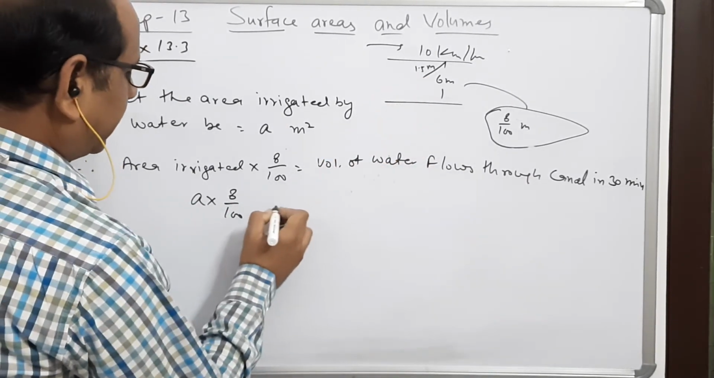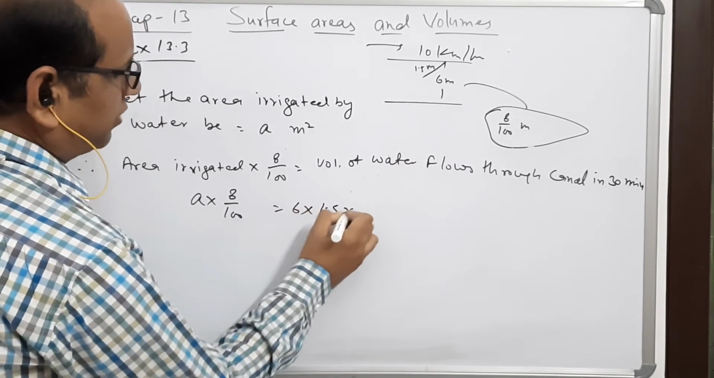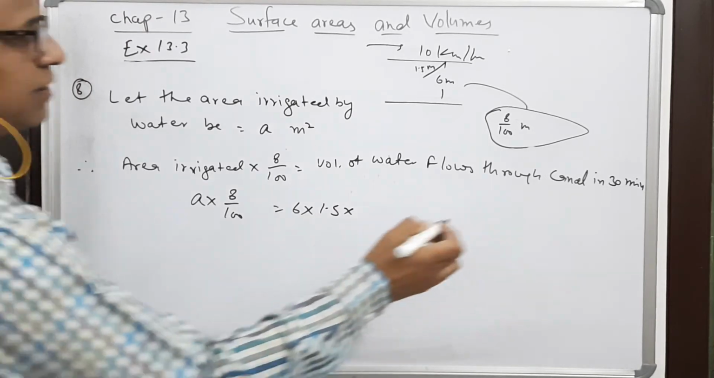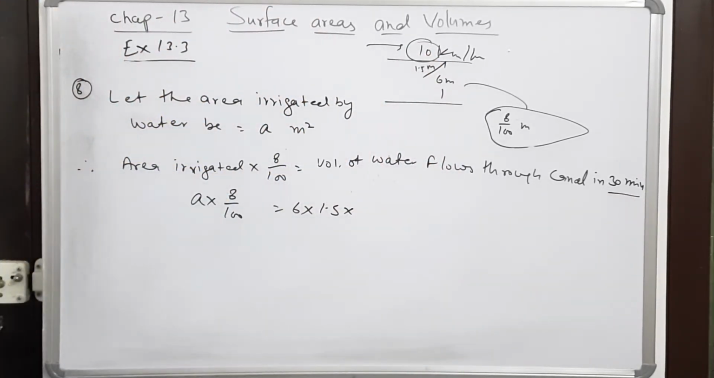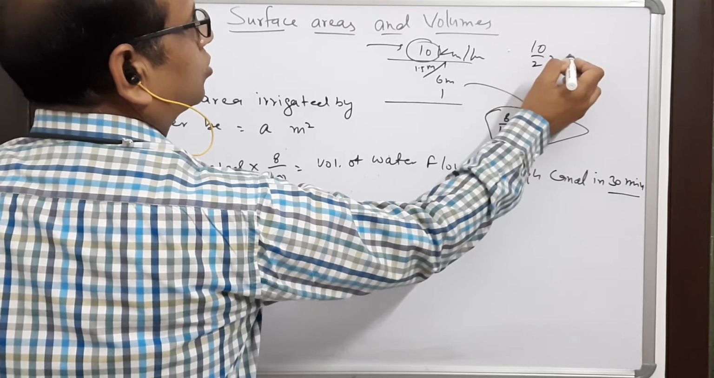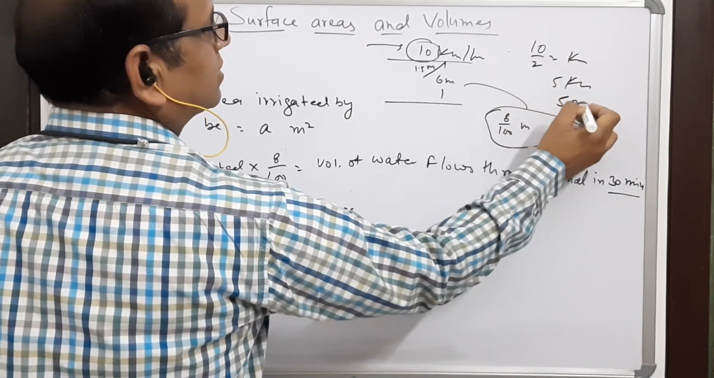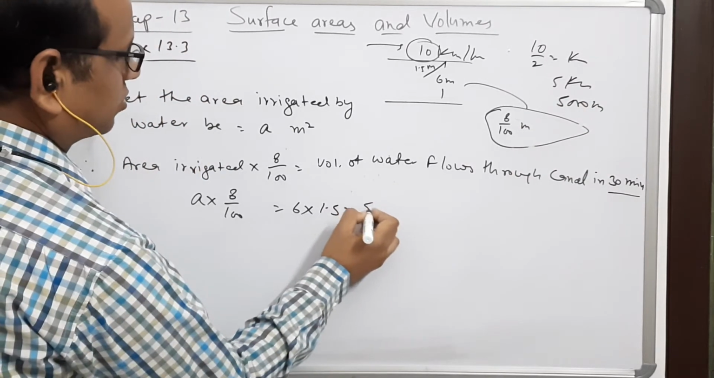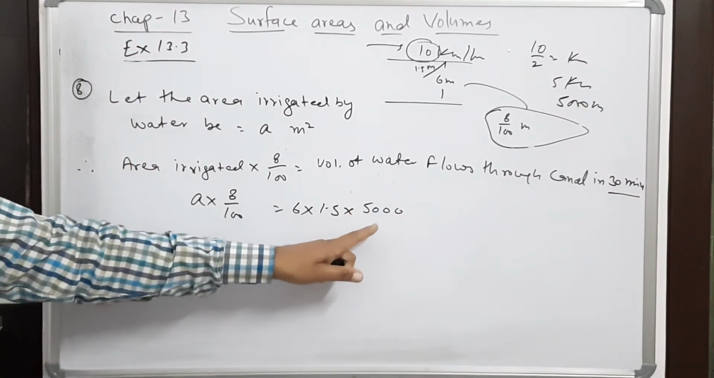The width of the canal is 6. The depth is 1.5. And in 30 minutes, the speed is 10 km. So how much water will be poured here? It will be at a distance of 10 upon 2 km, that is 5 km. 5 km means 5,000 meters. So write here 5,000. This concept is very, very important.